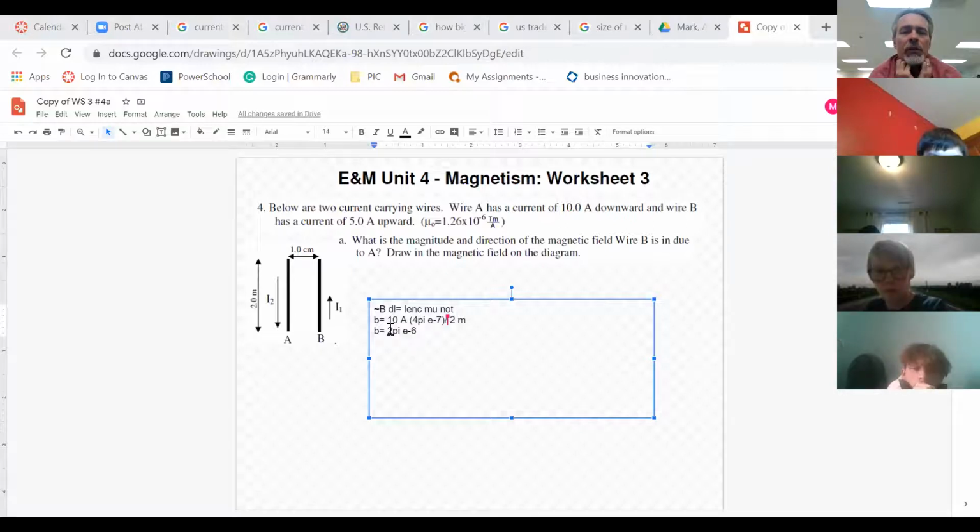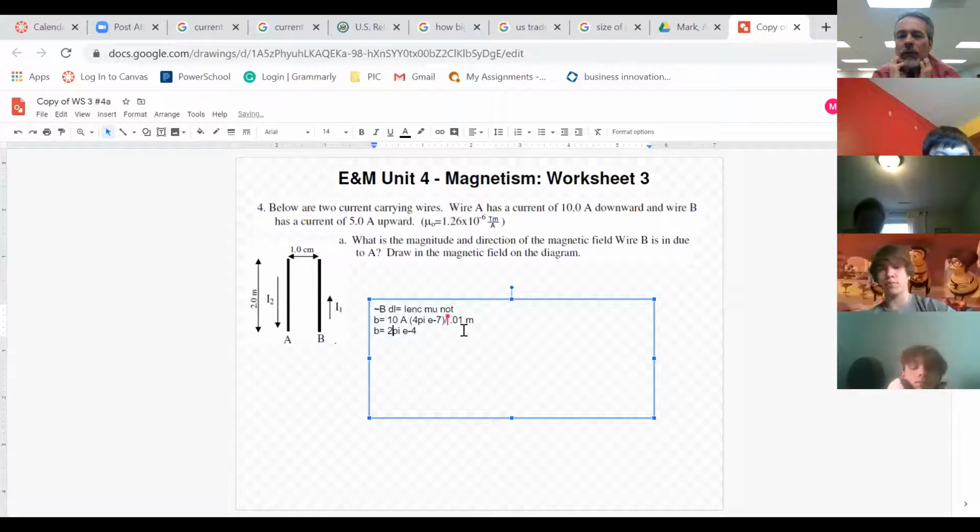That really should have been the distance away, 0.01, 0.01. Yeah, and then you get the right answer. So I got an answer of 2 times 10 to the negative 4th. Yep. Why do we do the total current instead of subtracting them since they're opposing directions?